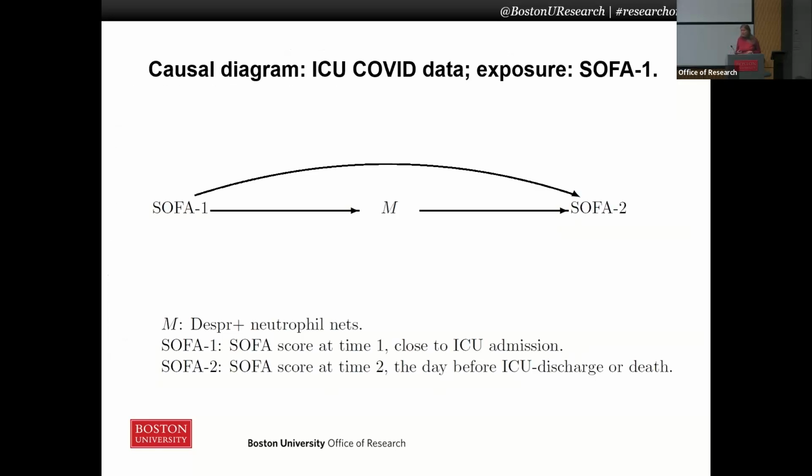The ICU physicians came to me and they asked, what is the effect of the SOFA score, that is the degree of multi-organ failure, when the people are admitted to the ICU? They see this as a treatment. It's something that affects the patients, so they think of this as a treatment. So what is the effect of the SOFA score when people are admitted to the ICU on the SOFA score at the time of discharge that is mediated through these DEspR-positive neutrophil nets? And how much, if any, goes through other pathways? So it's a direct cause of the SOFA score at ICU discharge.